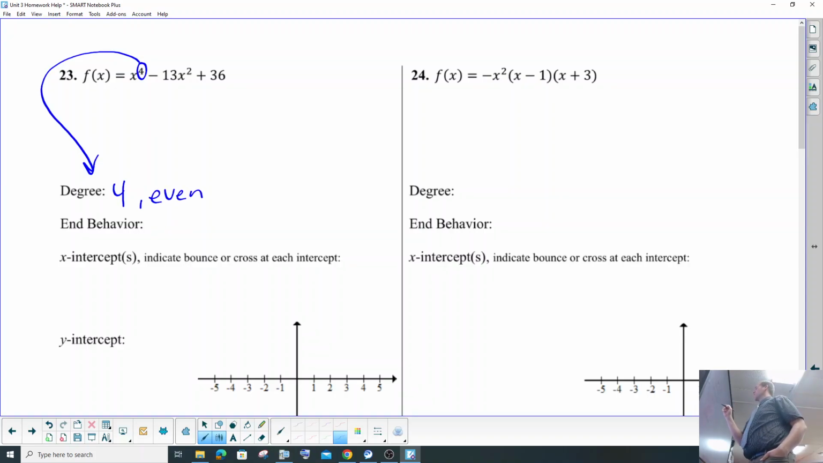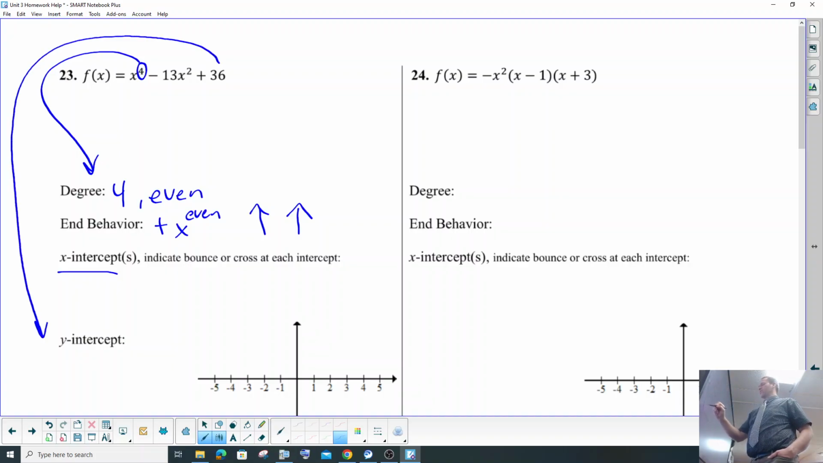Okay, so our degree is 4. Good. It's even, so that's good. Since it's a positive x to the even number, it will be up for the end behavior. Now to find the x-intercepts, ooh, let's find the y-intercept. That's easier. So the y-intercept is just going to be at 36. Did you already get that right at least? So up here at 36 is where it's going to cross.